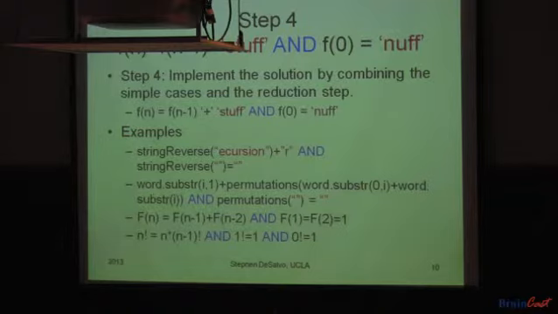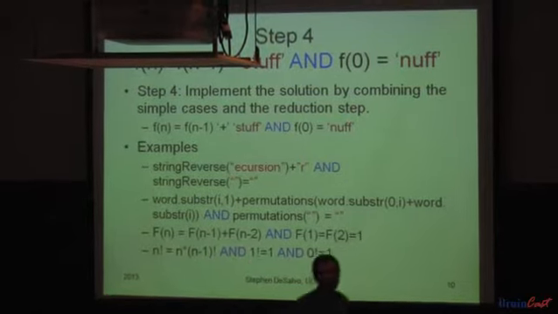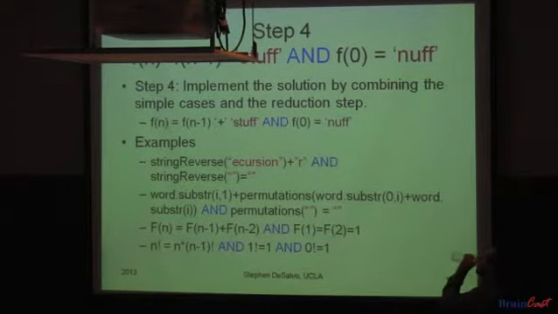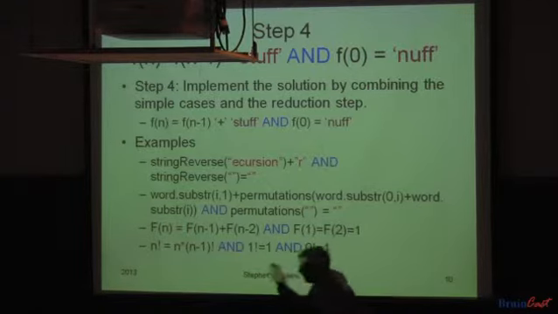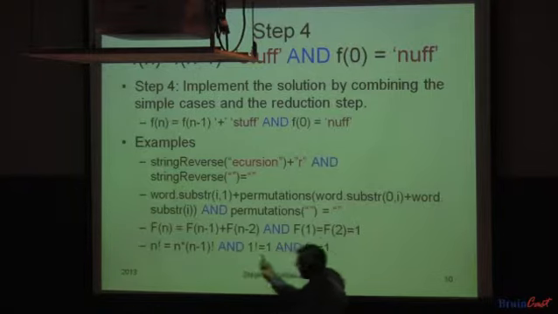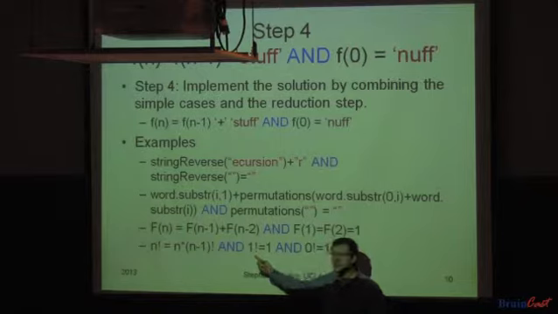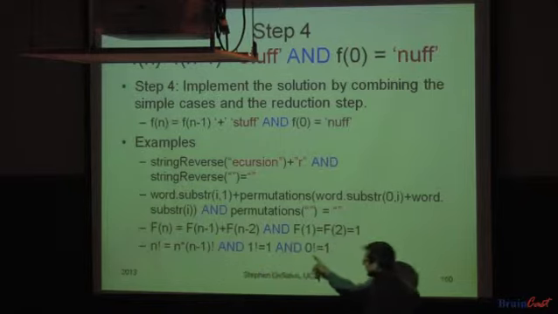Finally, step 4, implement the solution by combining the simple cases and the reduction step. Okay? So for factorial, we need the function set up so that factorial of n is going to be equal to n times factorial of n minus 1. But we need to check to say if n is equal to 1, don't call this again, just return a 1. Or if n is equal to 0, return a 1.